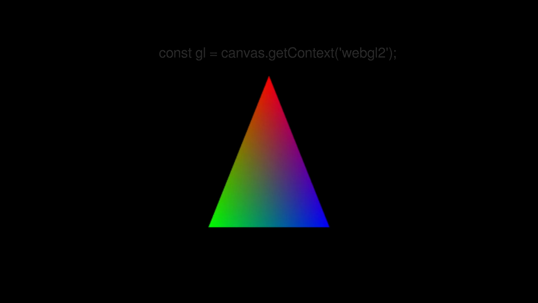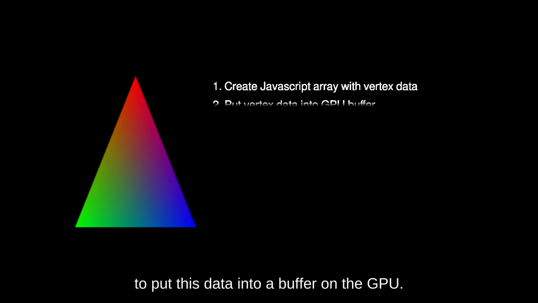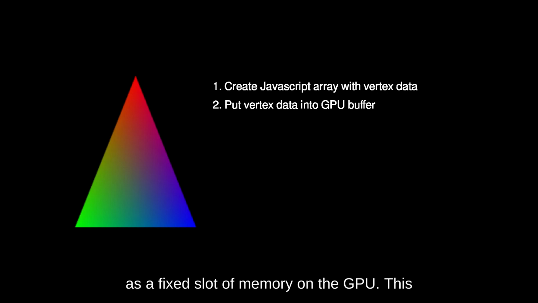Here's what we're going to do. First, we're going to create a JavaScript array of floating point numbers to act as our triangle vertices. Second, we're going to put this data into a buffer on the GPU. Real quick, I did say in an earlier video to think of buffers as sort of like images, but in this case, just think of it as a fixed slot of memory on the GPU. This is how you might have thought of buffers before I made things more complicated in that video.